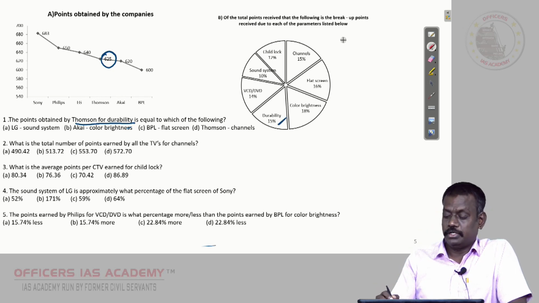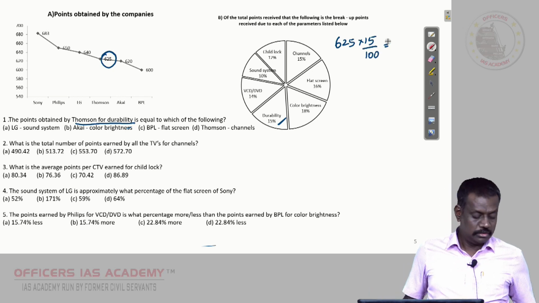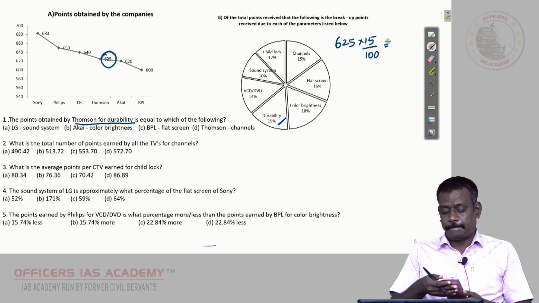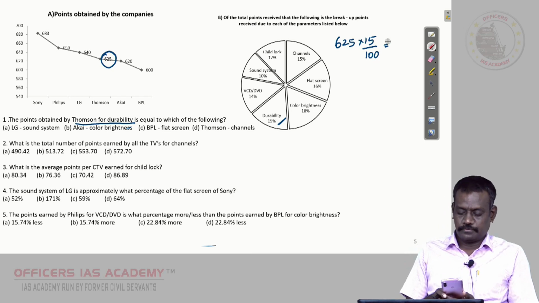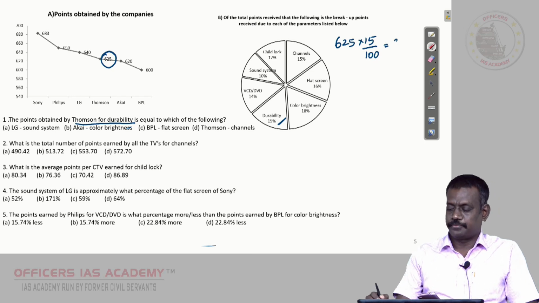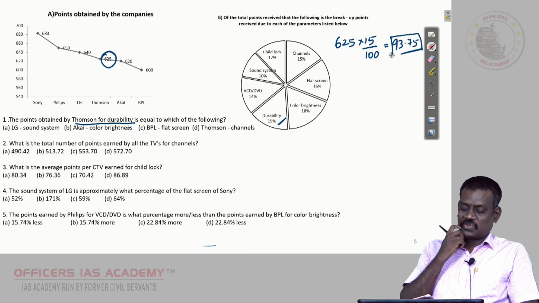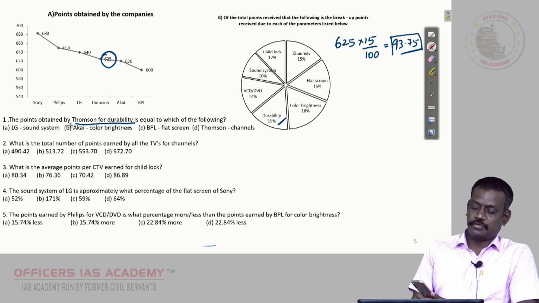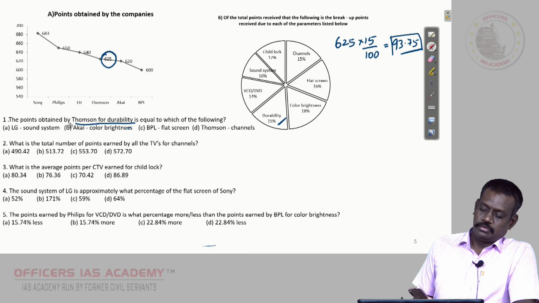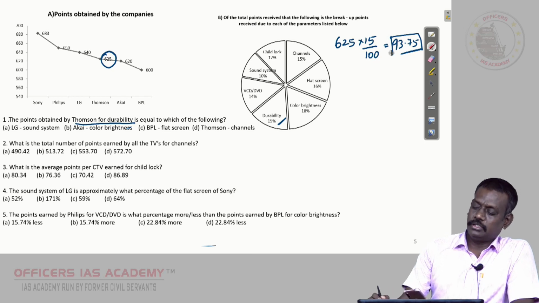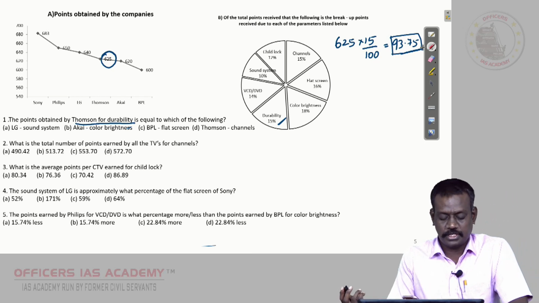So you have to find 15% of 625. So 625 into 15 divided by 100, it will be 93.75. Okay. For the 4 options you have to find one by one. Whichever gives you 93.75, that will be the answer.